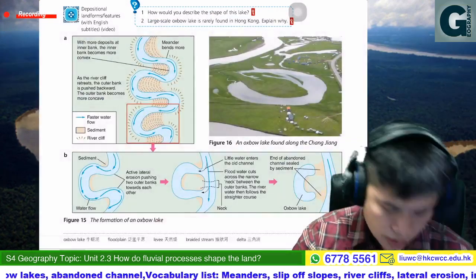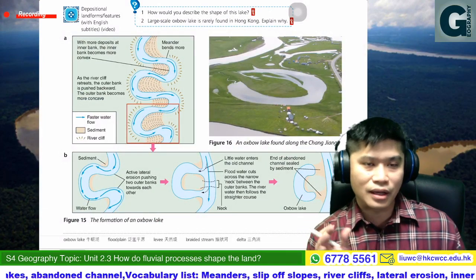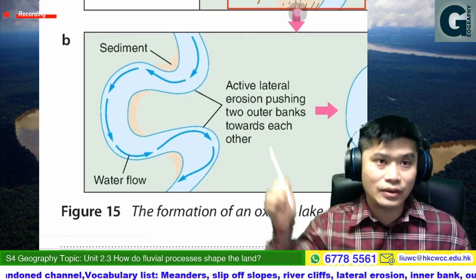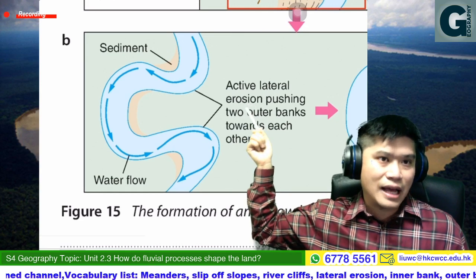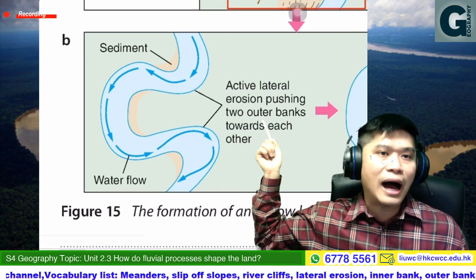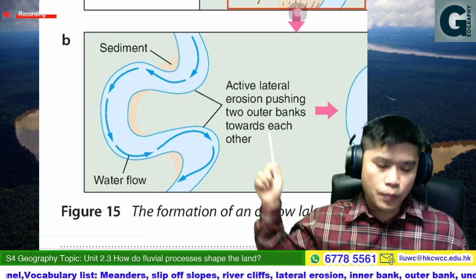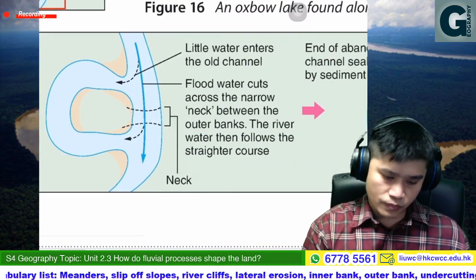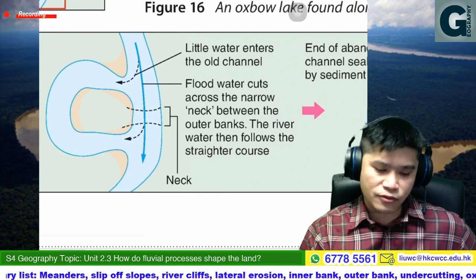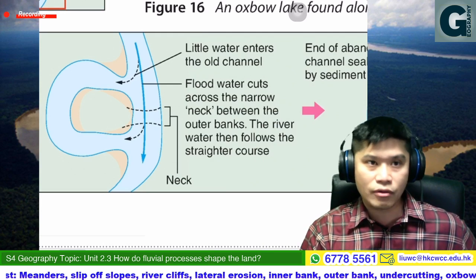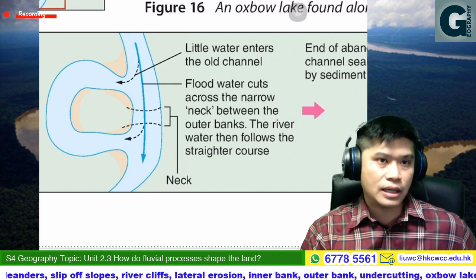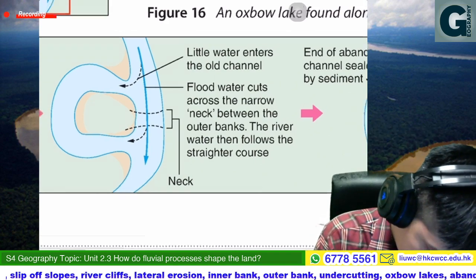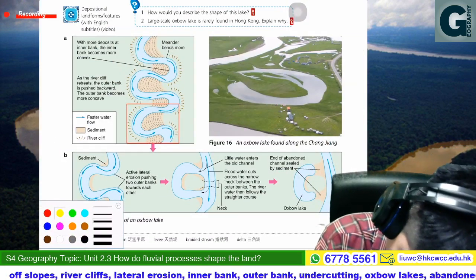And you can see that in your textbook. I know that would be much better than my drawing. And you can see, okay, that is when there's active lateral erosion pushing two outer banks towards each other. Then sometimes it could be flood water that cuts across the narrowed neck between the outer banks. Then the river water follows the straight course. Okay, please highlight this, straight course.